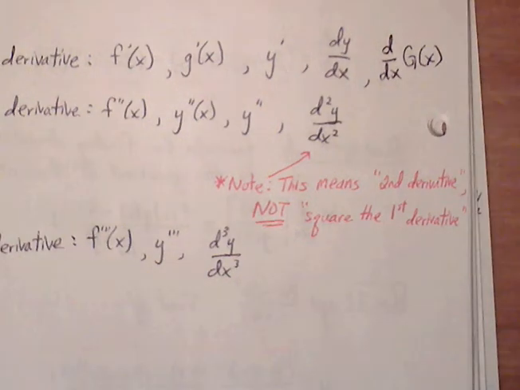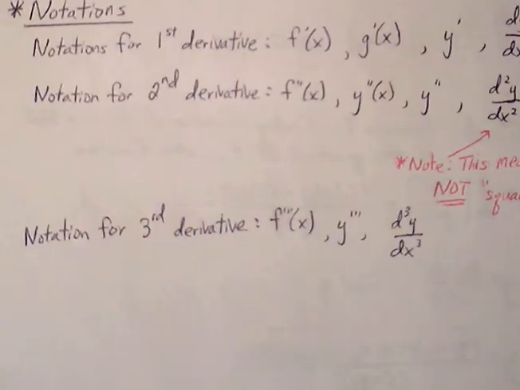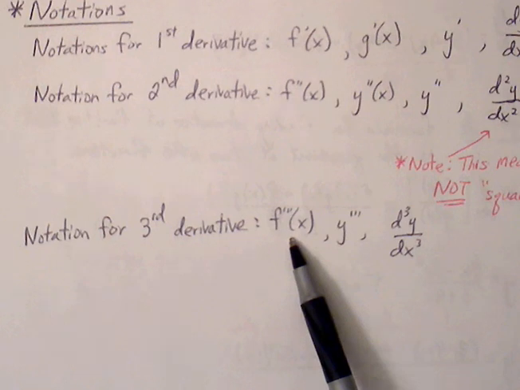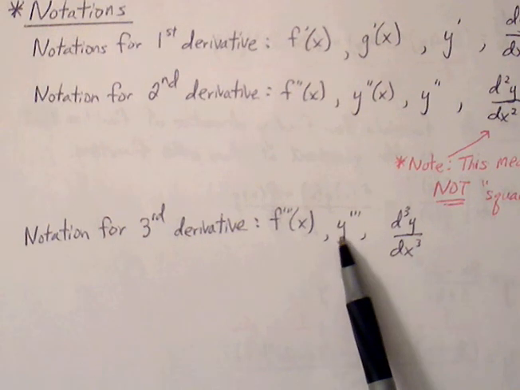Okay? And then the notation for third derivative, you may see f triple prime of x, y triple prime, and d3y over dx3.